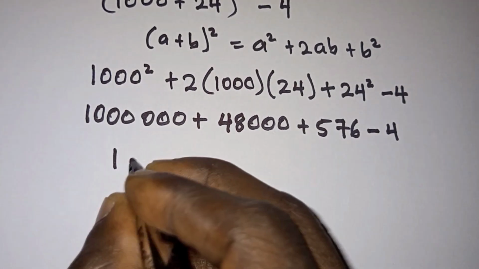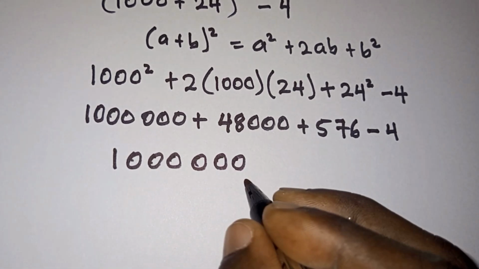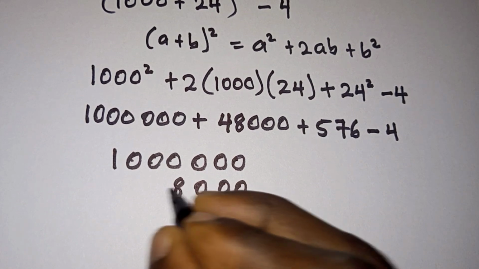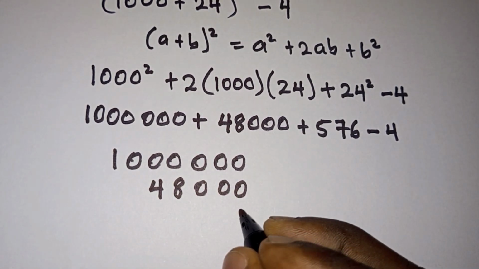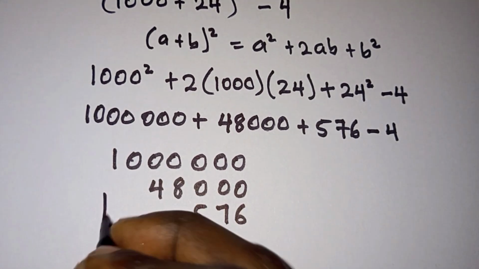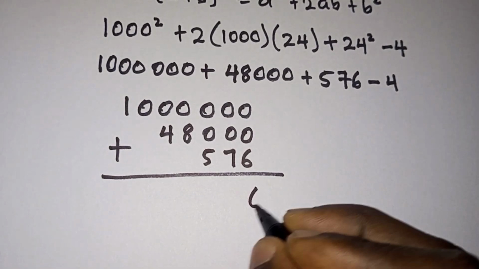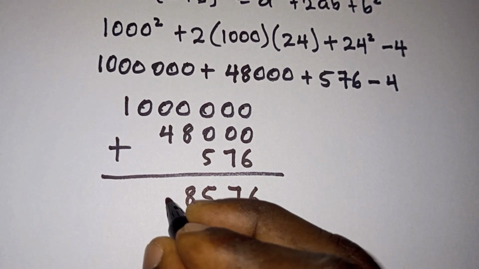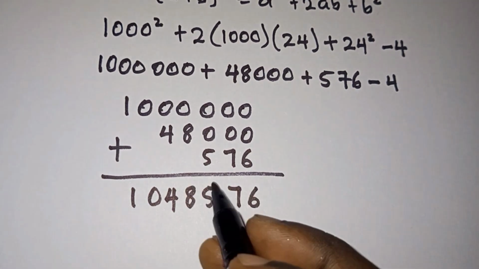We're going to have 1 million plus 48,000 plus 576. So we're going to have 675 over here. So let's first of all sum this one. So we're going to have 6, 7, 5, 8, 4, 0, 1. So this is the sum.